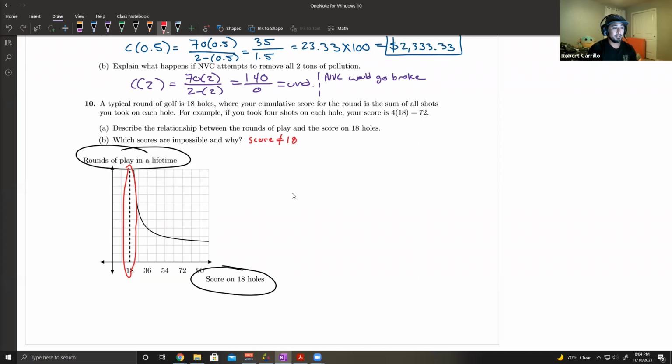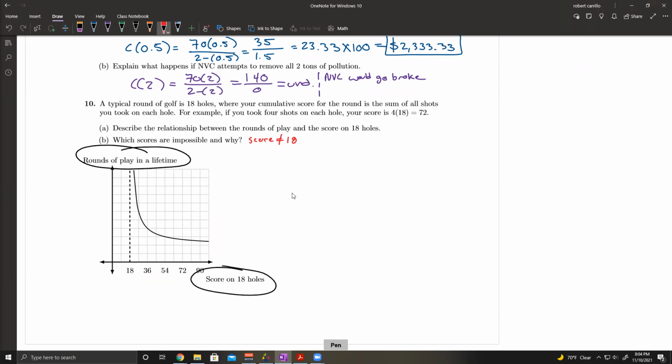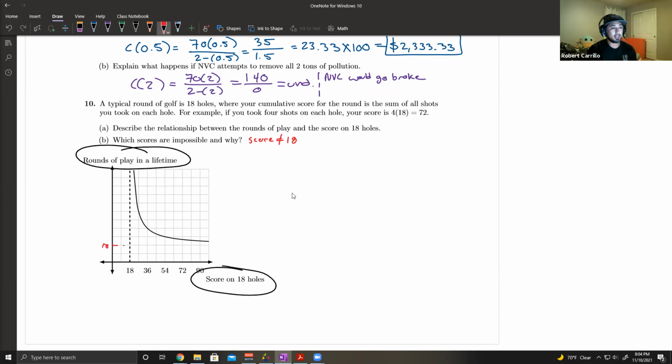Okay, but looking at the graph, we're going to read this graph from left to right. So let's say we first started out at golf. We have played 10 rounds of golf, and on 10 rounds of golf, we're making scores that are close to 90 and above. And then we get more experience. Let's see, 10, 20, 30, 40. We play 50 rounds of golf. We're now experts, and now we're making scores close to whatever this is, between 18 and 36.